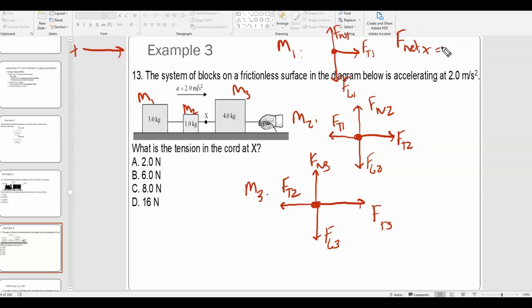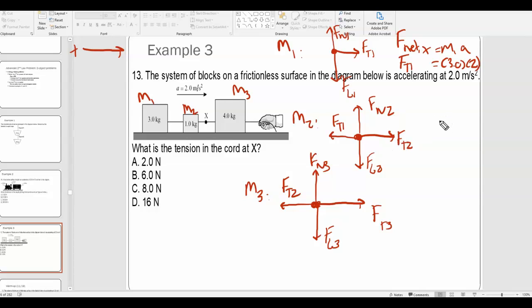F net x equals m1ax. Is the object accelerating? Yes. In fact, we know what the acceleration is. So that would be 3.0 times 2. I don't know why that 2 looked like a 6. We write down the sum of the forces. There's only one force here, that's FT1.